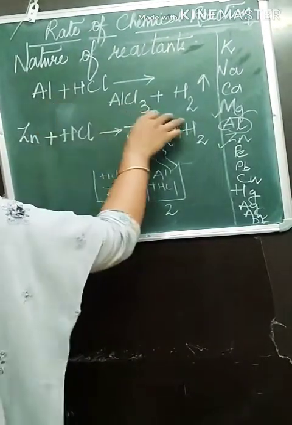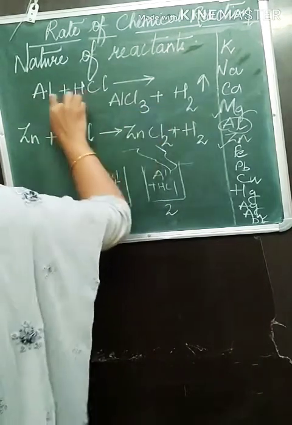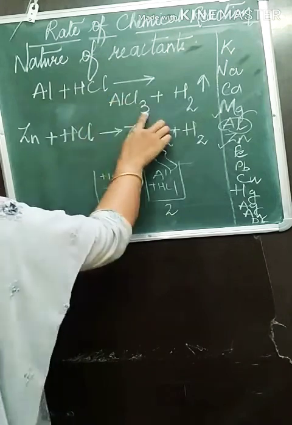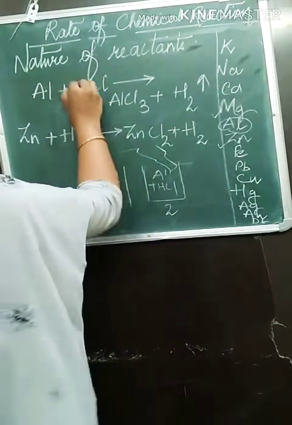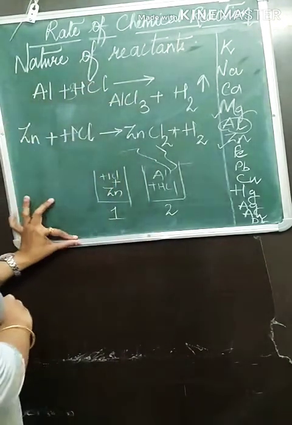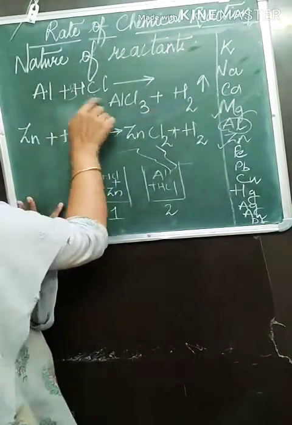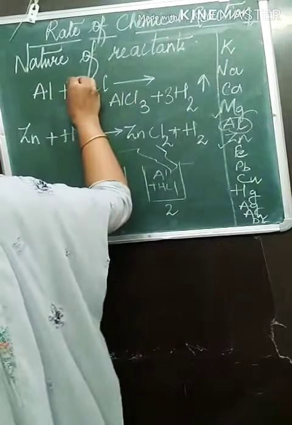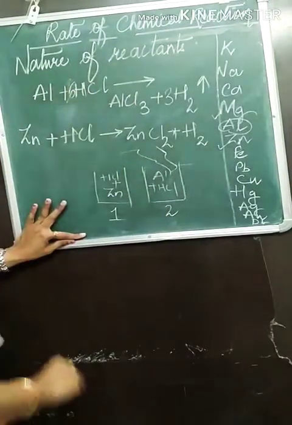Now we have to balance it. Please balance. Aluminium 1, 1. Chlorine here 1 and here 3. So we'll try to put a 3 here. But now hydrogen is 3 here whereas hydrogen is 2. So here we will put a 3, 6, no? So we will put a 6 here.